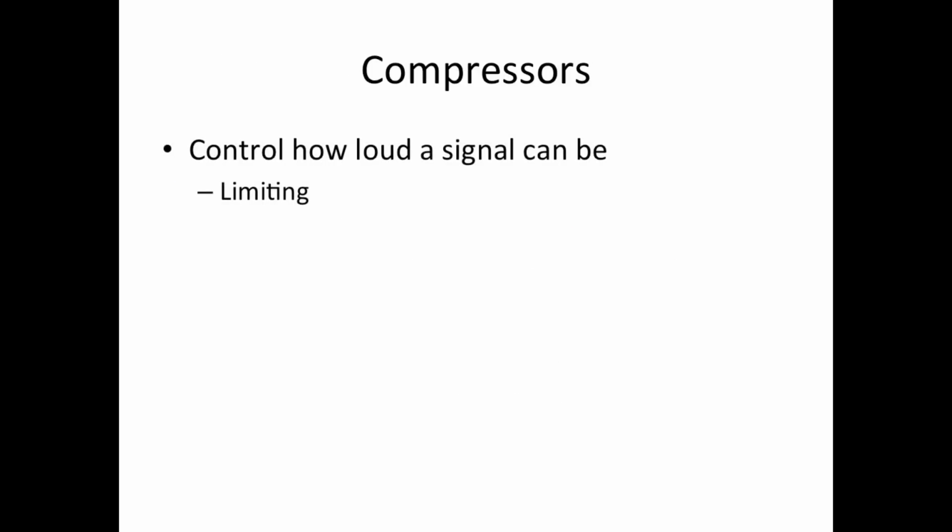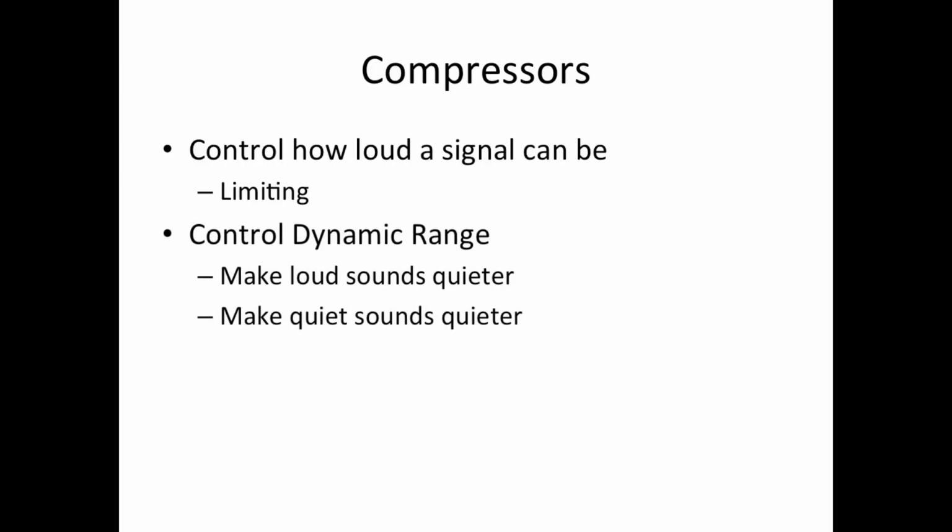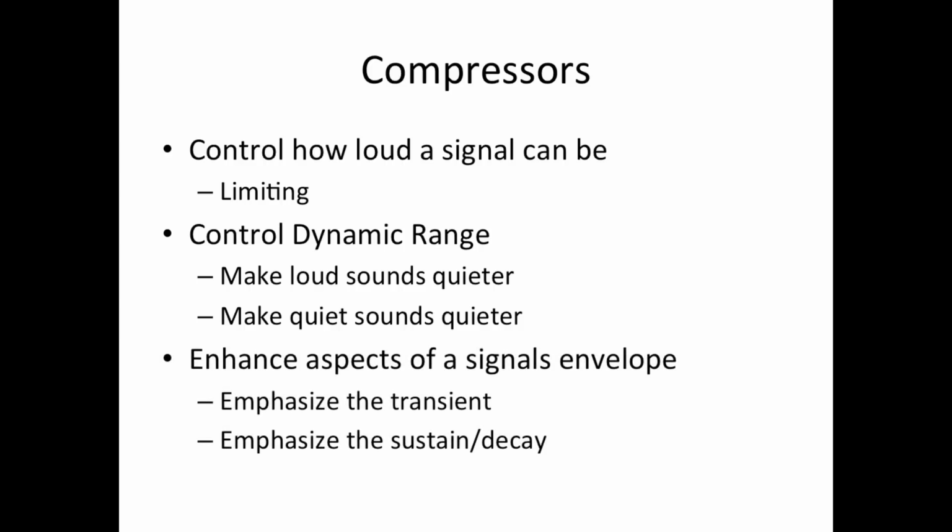So in summary, a compressor can be used to control how loud a signal can be. You can limit it and say, I do not want the signal to go above this level. Many times that's a very useful application. You can control the dynamic range. You can make loud sounds quieter, or you could also make quiet sounds quieter. Finally, you can use compressors to enhance aspects of a signal's envelope. You can emphasize the transient, or you can emphasize the sustain or the decay in a signal.